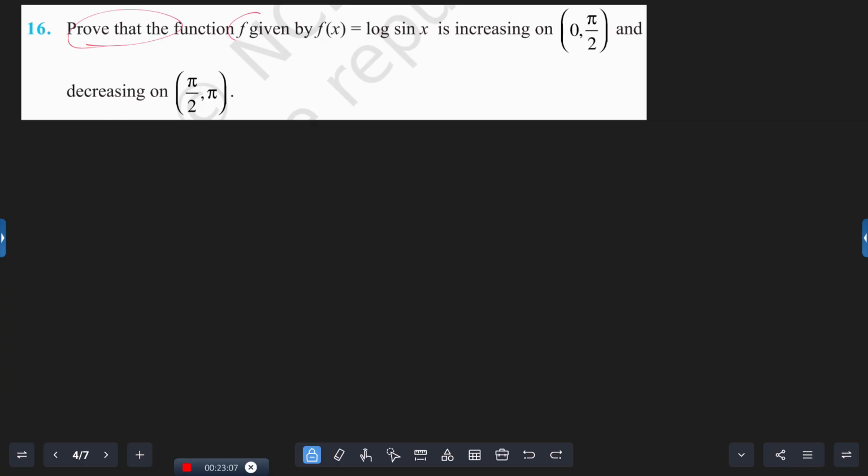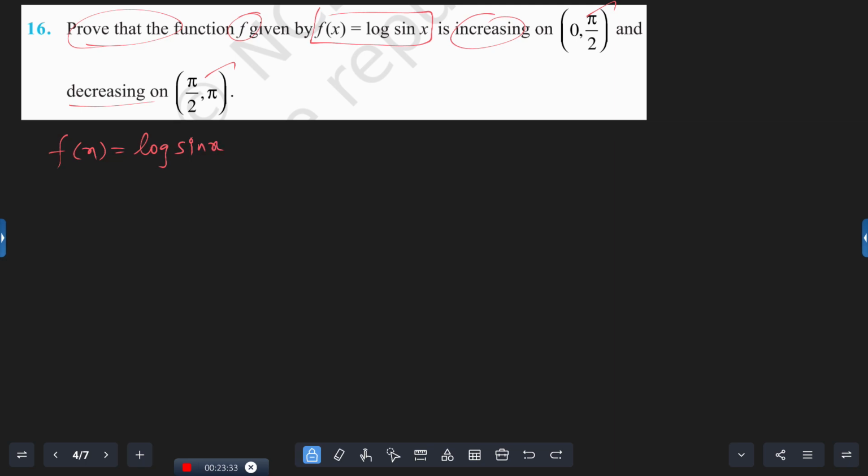Prove that the function f of x is equal to log sin x is increasing on 0 comma pi by 2, one interval, and decreasing on pi by 2 comma pi. So it is the same question, but it is doing something different on a different interval that we have to show. So the first one: f of x is equal to log sin x.